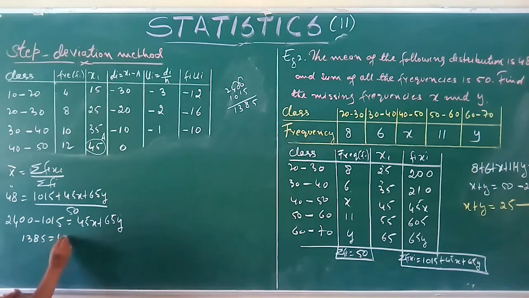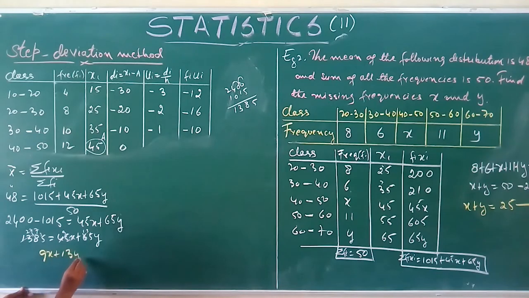1385 equal to 45x plus 65y. Take 5 common, so the sum of the 5s, 5 2s are 10, 3 left, isn't it? 5 7s are 35, 5 9s are 45 and 5 1s are 5, 5 3s are 15. So what is the equation here? That again I'm writing here in a different color. 9x plus 13y, which is equal to 277. This becomes your second equation.